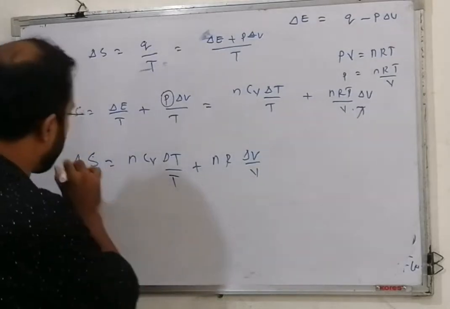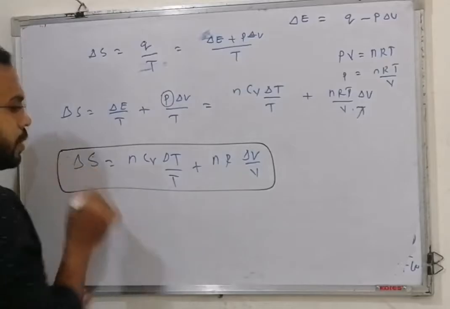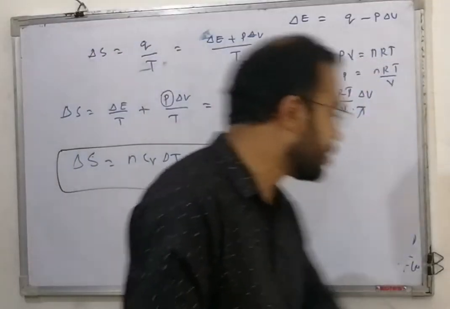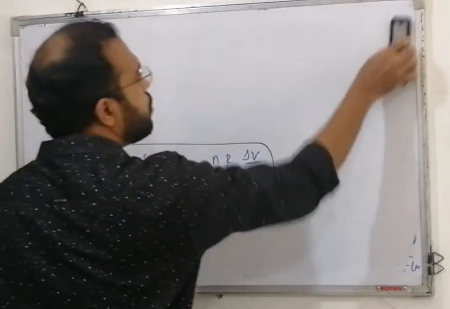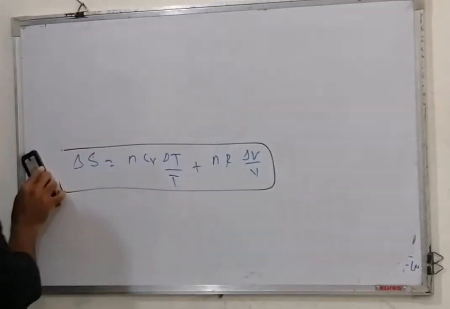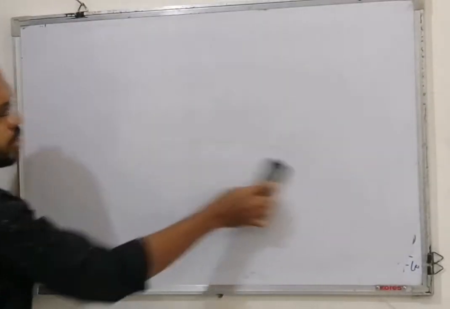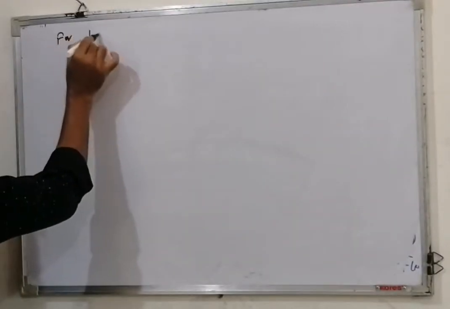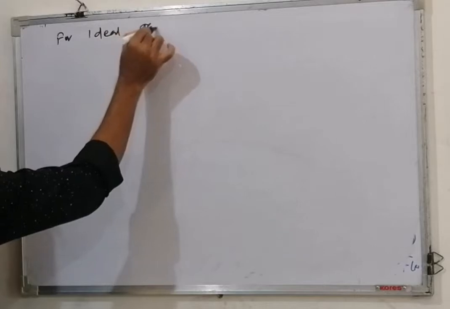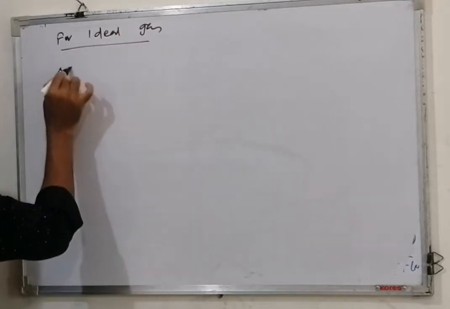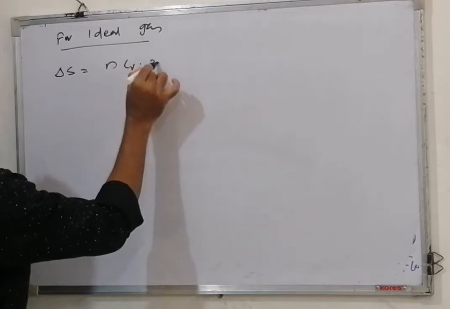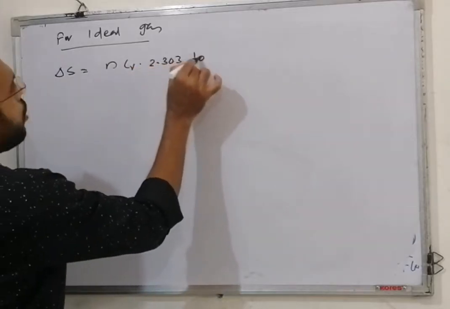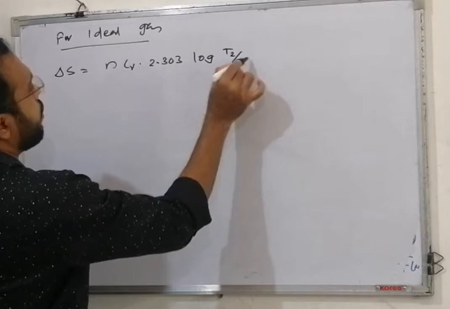Now you remember this, very, very important. Please remember, from this equation, the following equations for numericals. For an ideal gas, delta S is equal to nCv 2.303 log T2 by T1.